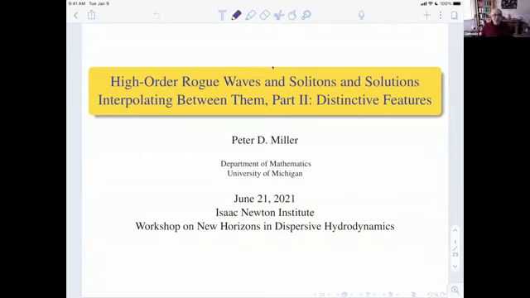So our next speaker is Peter Miller, and this is a continuation of the previous talk. How are the rogue waves and solitons and solutions interpolating between them? Part 2, distinctive features. Okay.